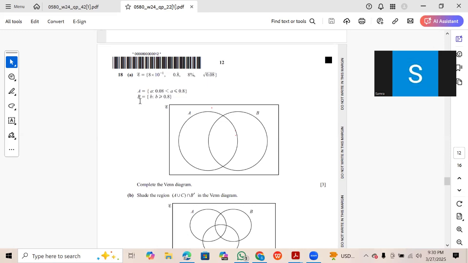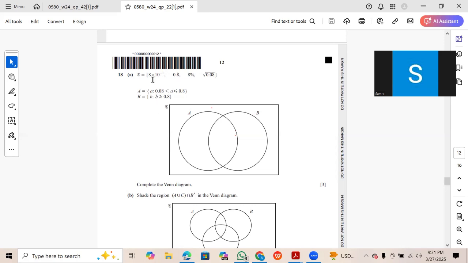And the next set is B, such that B is greater than or equal to 0.8. So here, first we will check these numbers and convert them all into a similar form, decimals. Then we will write all these numbers and fill the diagram with the help of them. At the end, we will also check which one is A, which one is B, and find the union and the intersection.